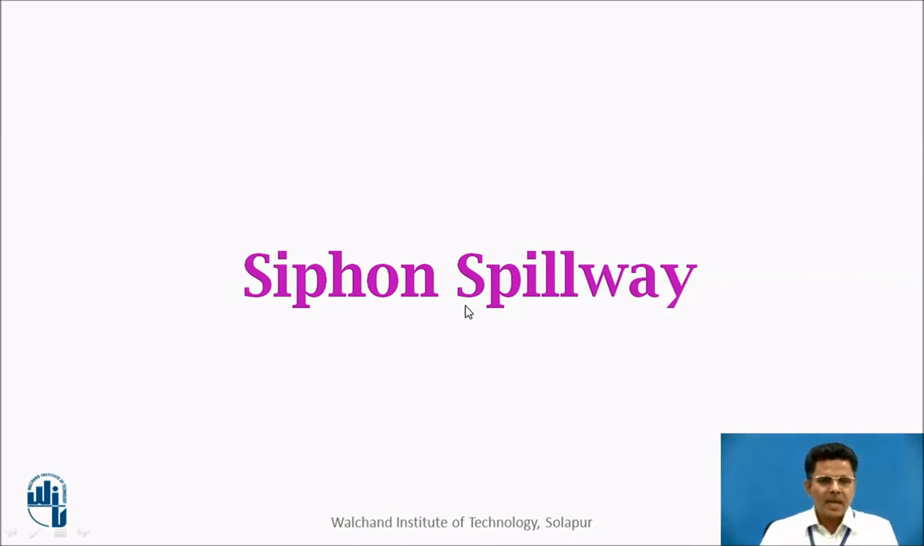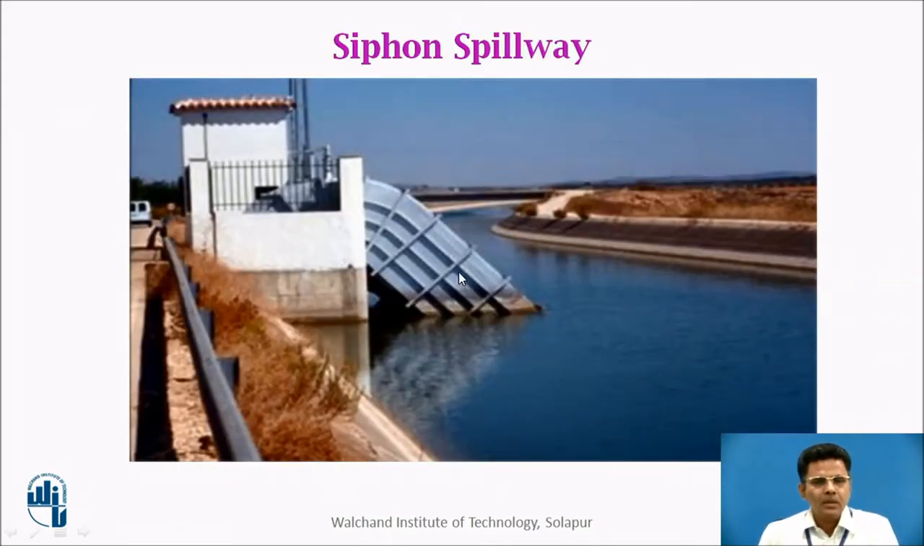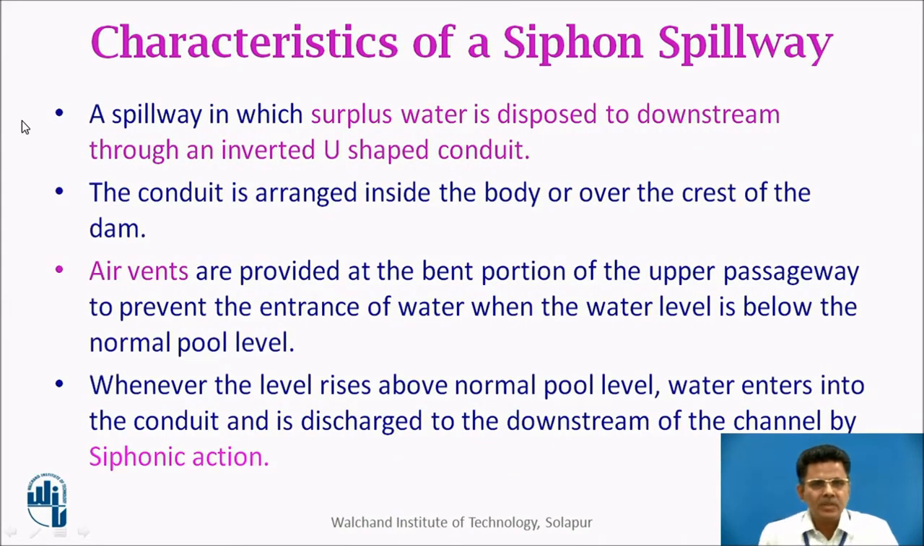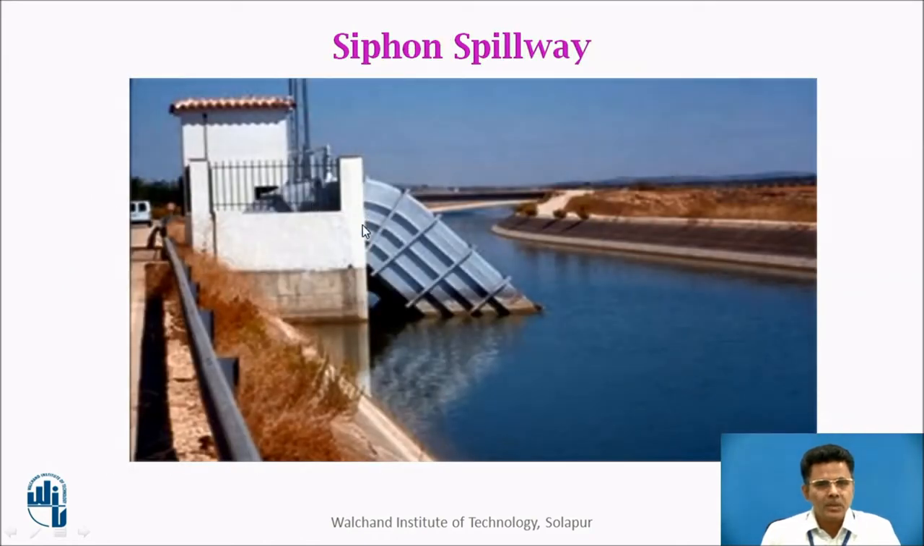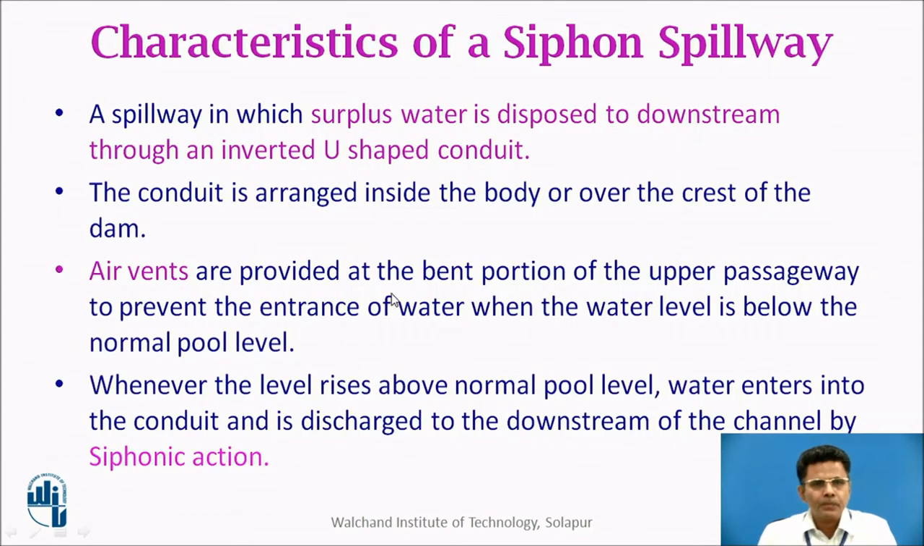Then let us discuss a siphon spillway. This is a siphon spillway. It means excess water from the reservoir is given away through a siphon. Let us discuss the characteristics of a siphon spillway. It is a spillway in which surplus water is disposed to downstream through an inverted U-shaped conduit. So this is the inverted U-shaped conduit. The conduit is arranged inside the body or over the crest of the dam.